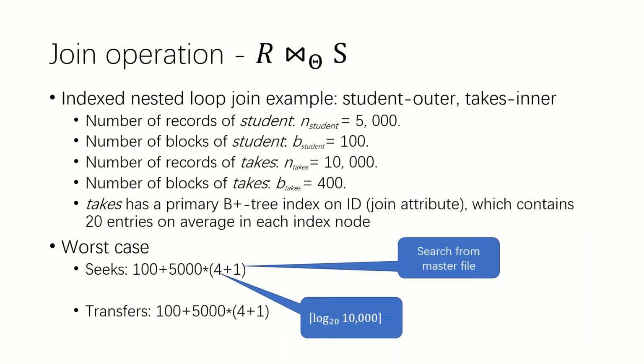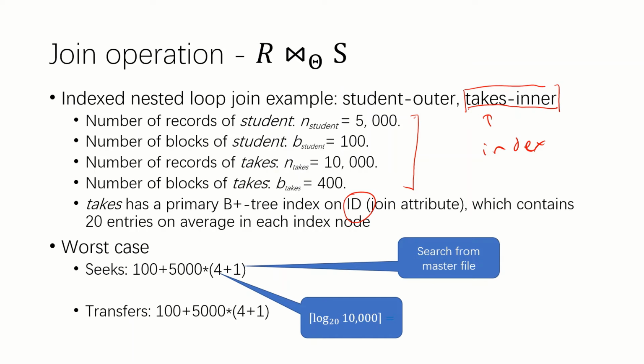Now let's look at an example. In this example, we're going to do a join, and it's still going to be the same variables. Right now we are going to have an index on the ID, and text is the inner loop, which means that the index is on text. Let's see how we calculate this.